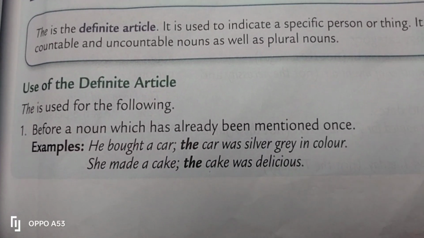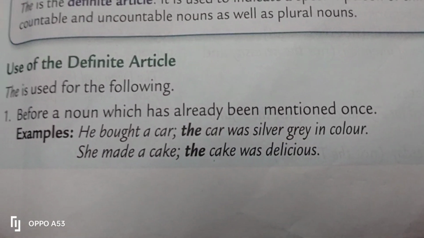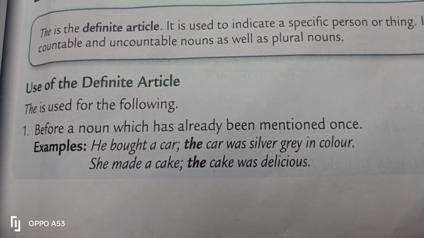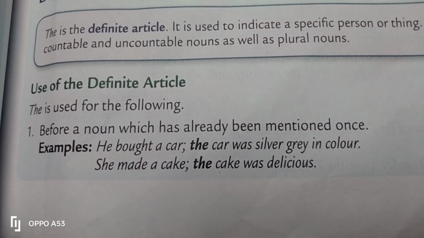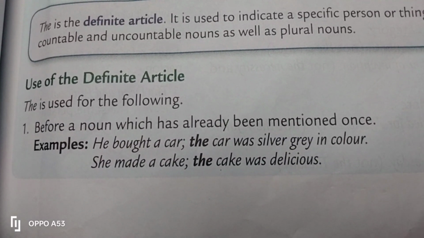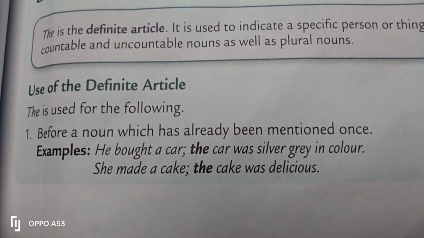So here a very clear-cut example is given to you. One is, he bought a car. The car was silver grey in color. So you see very clearly, in the first part of the sentence, he bought a car.